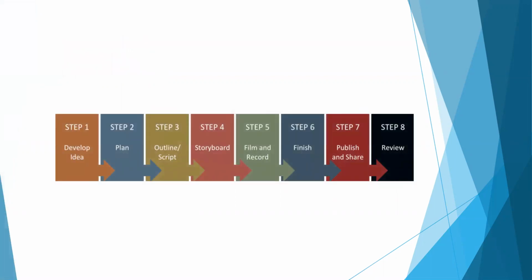Okay, as we have discussed in our previous workshops, digital storytelling consists of basic steps, which are developing an idea, planning, outlining, scripting, storyboarding, filming, recording, finishing, final touch, publishing, sharing, and reviewing parts. So with you, we have developed and mapped our ideas. We have planned our outline, and then we started writing our scripts.